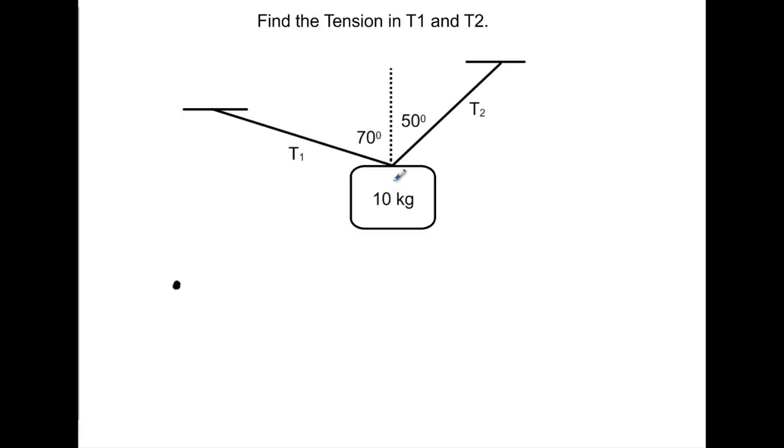So I come down here, I indicate a point for this. I take 10 times 9.8. That's going to give me the force coming down. Okay, I got T2 coming back up this way, so I push T2 coming back up this way, and I have T1 coming this way.